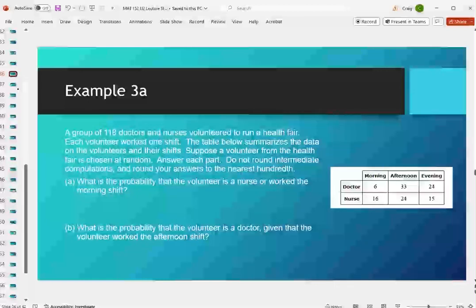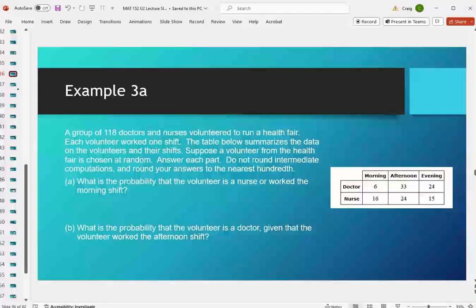So let's take a look at this. A group of 118 doctors and nurses volunteered to run a health fair. Each volunteer worked 1 shift. The table below summarizes the data. That's this table here. Suppose a volunteer from the health fair is chosen at random. So we're randomly going to choose a person from one of these 118. And what's the probability that the volunteer is a nurse or worked the morning shift?